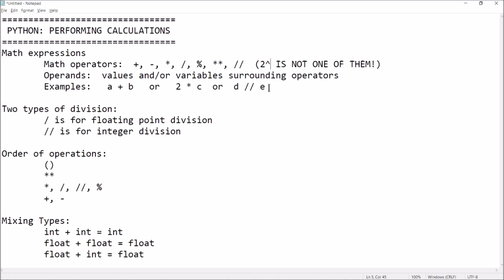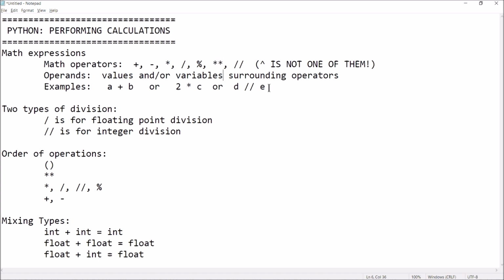No, no, no. Don't use this thing for arithmetic. No. Do not use it. It's not for exponentiation. It's not to raise something to a power. That's what the double asterisk is for.